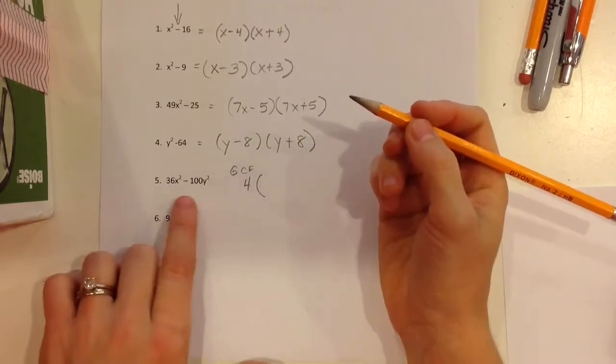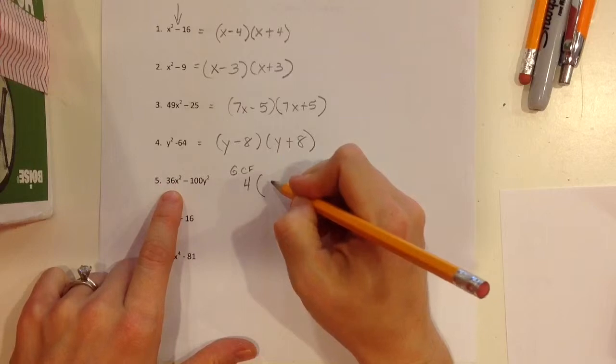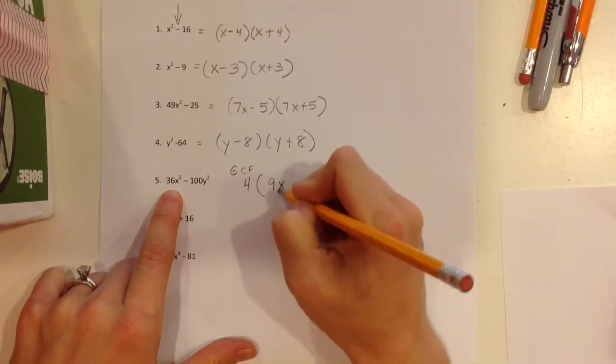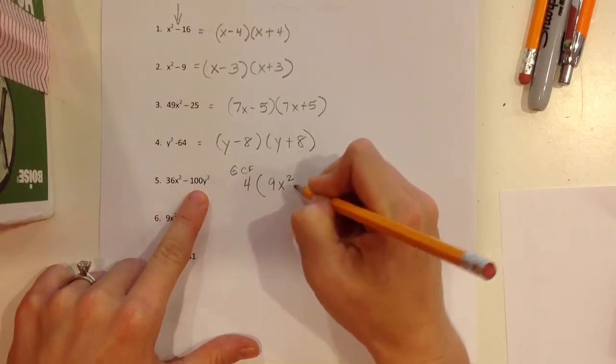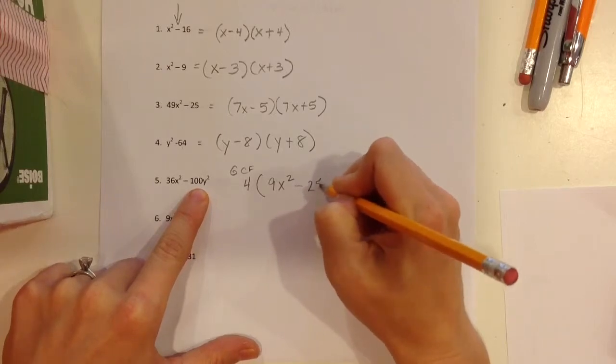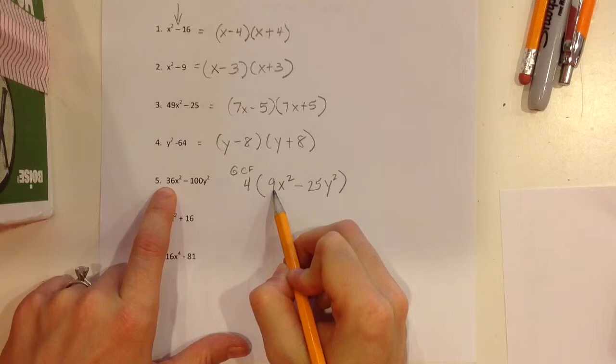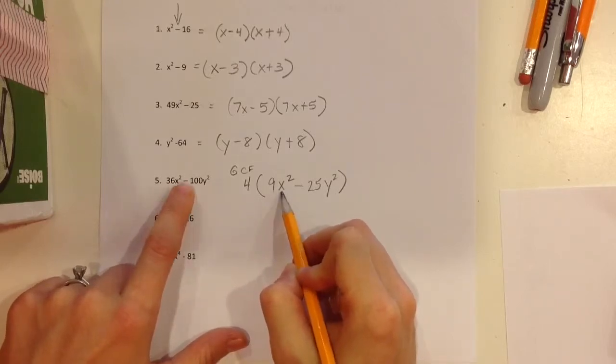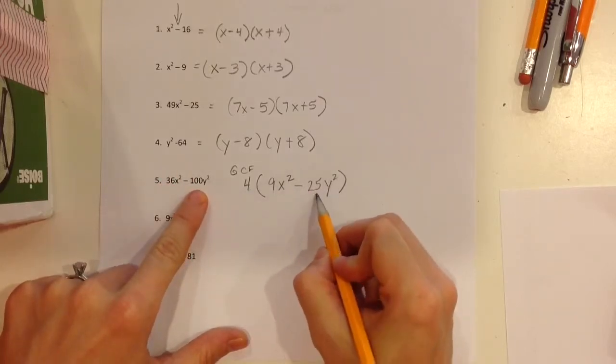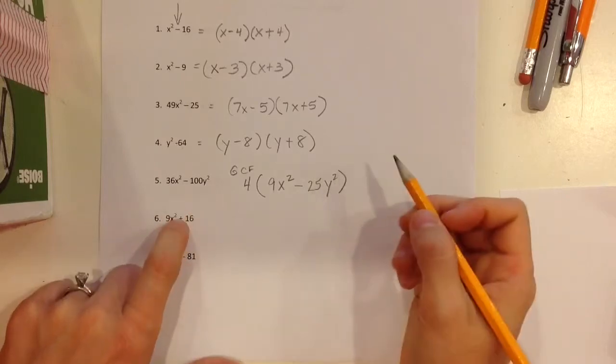And if I take out a 4 from 36, 4 will go into 36 9 times. 4 will go into 100 25 times. So I divided 4 into 36 and got 9, brought my x squared down. I divided 4 into 100 25 times, and I brought my y squared down.